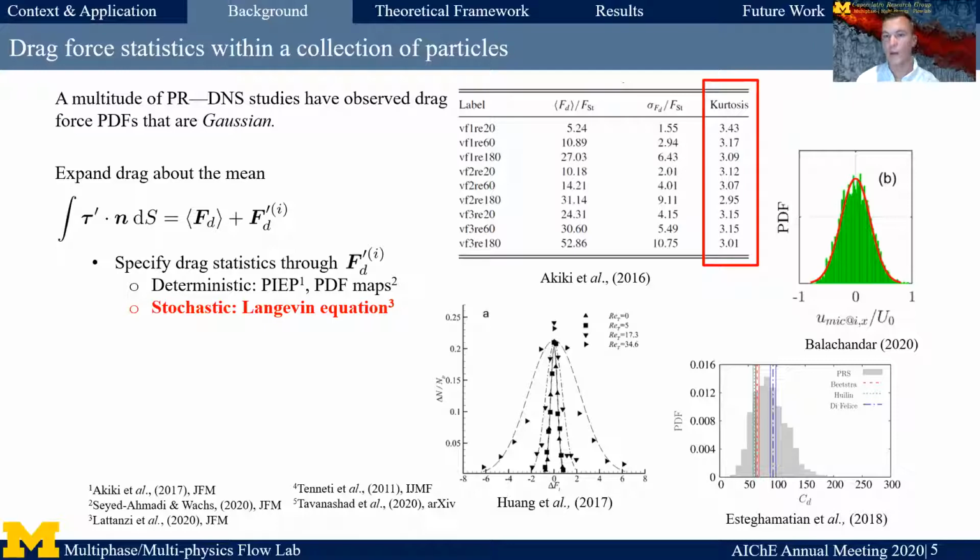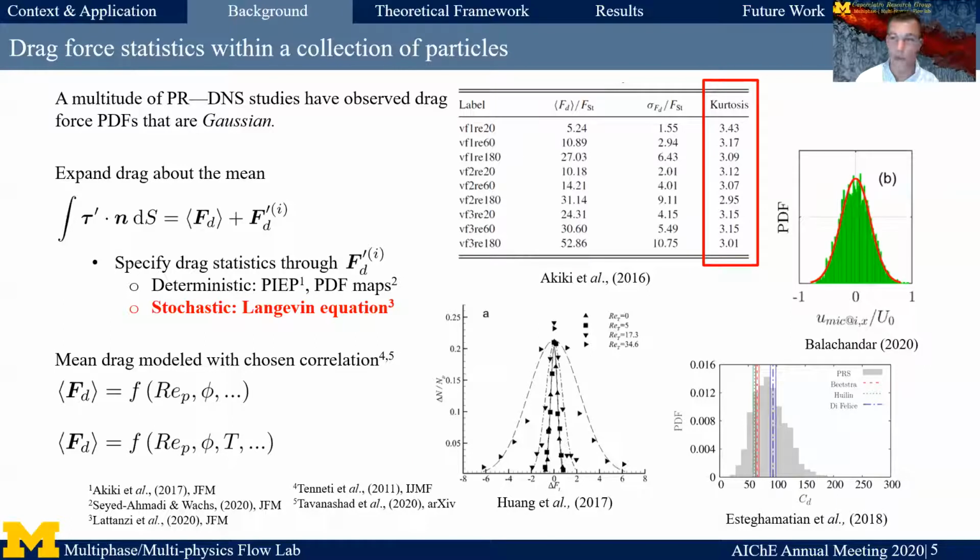What we want to do here is specify our drag statistics, such as our distribution or even our time correlation, through this fluctuating component. This can be done in a deterministic sense, such as the pipe model or even probability distribution maps. We're going to utilize the stochastic Langevin framework. We'll note that our mean drag could be modeled with really any chosen correlation.